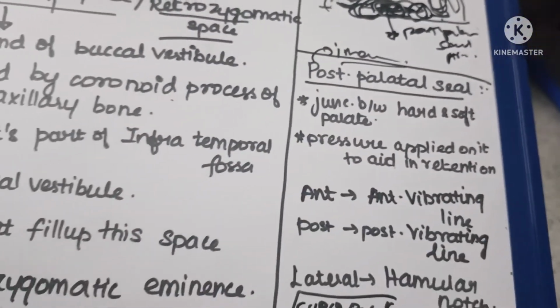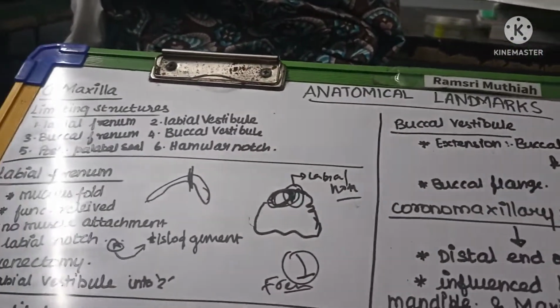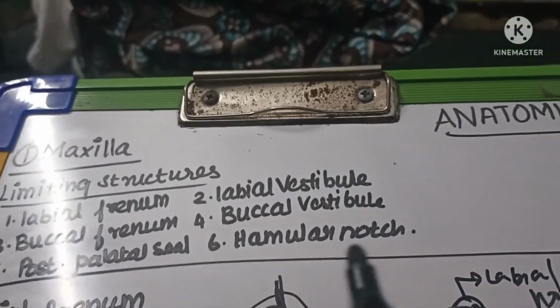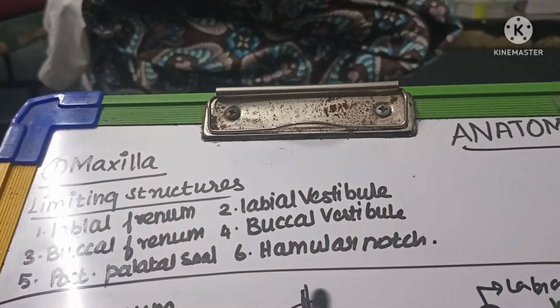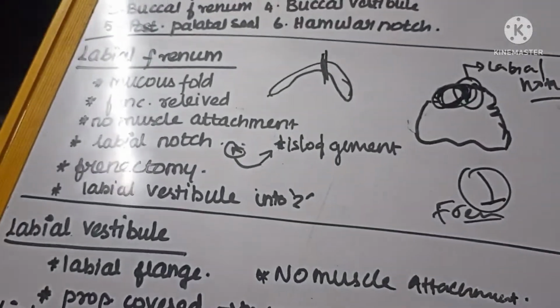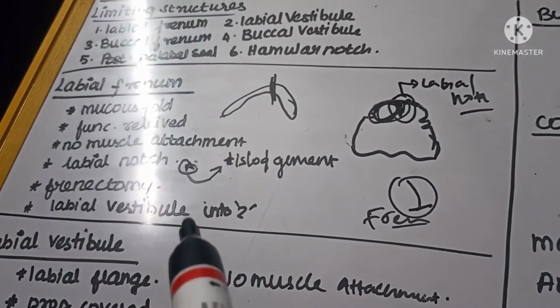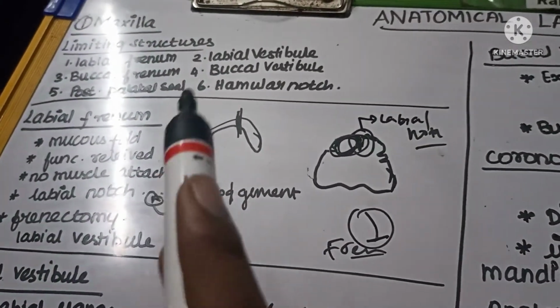All right. So these are the limiting structures of the maxilla. Hope you got it. So what are the limiting structures of the maxilla? Labial frenum, labial vestibule, buccal frenum, buccal vestibule, and you have your posterior palatal seal area and hamular notch. Both are mucous folds. They do not have any muscle attachment. Here it is relieved, it is included.